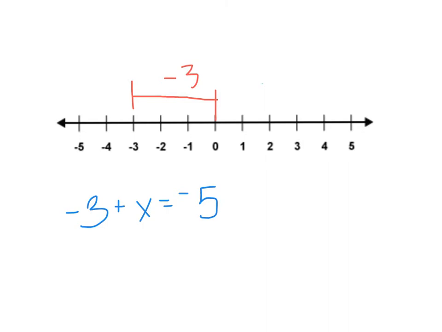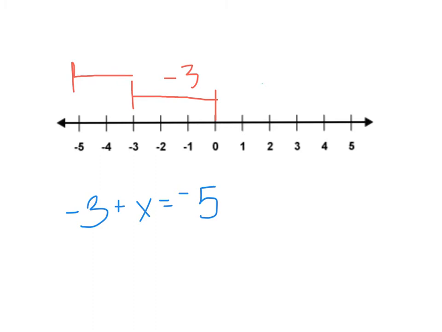Then we need to get down over here to this negative 5. So we're here, now we have to keep going in order to get to negative 5. So I'm going to count how many spaces I go. I go right here to negative 5.